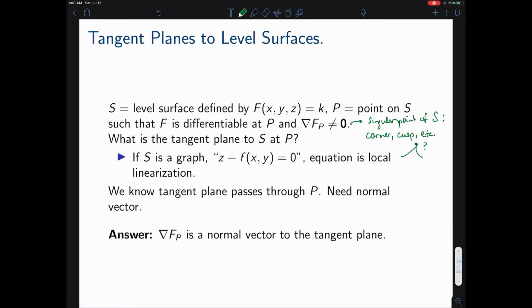And at a corner, it's a little hard to say what you mean when you say tangent plane. So we're just going to rule that out. It feels like a bit of a technicality, but we're not going to talk about corner points. So as long as we're not at a corner point, what is the tangent plane to that surface at that point? We know one thing. We know that the tangent plane passes through that point P. The only other thing we need is a normal vector to the plane.